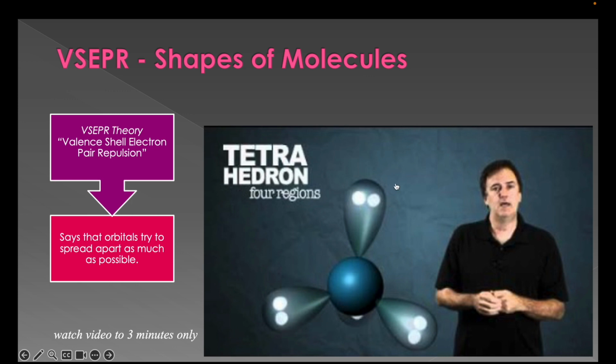So it is the shape and the symmetry we need to look at for molecular polarity. And when we talk about shape, this has a special name. It's called VESPR, and I know it doesn't look like it's pronounced, but it stands for valence shell electron pair repulsion. And it says that orbitals try to spread out as much as possible. So let's see what this guy says about VESPR.